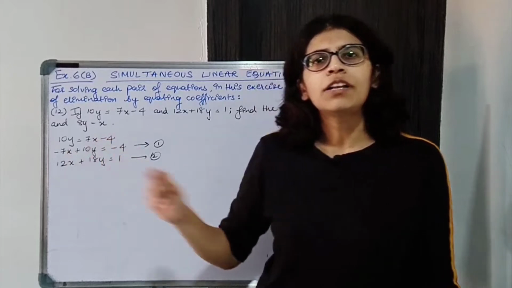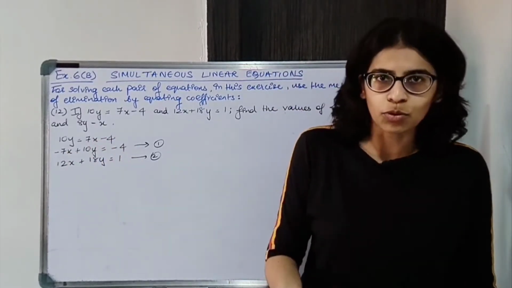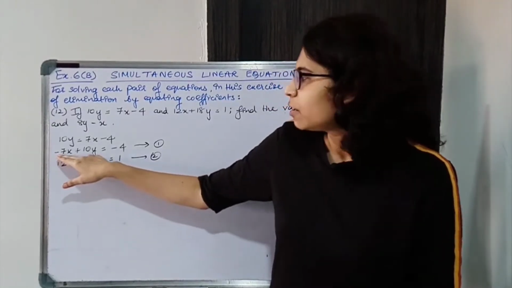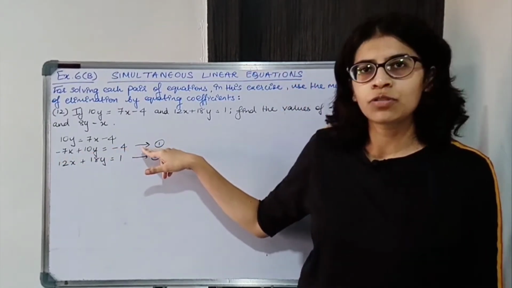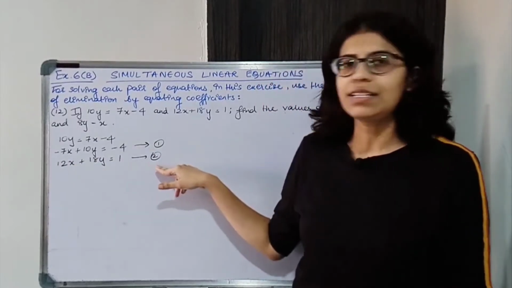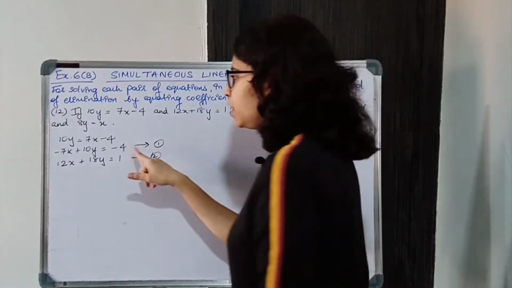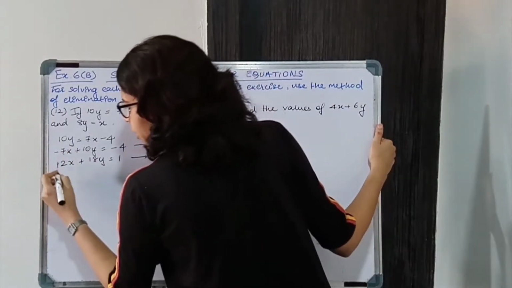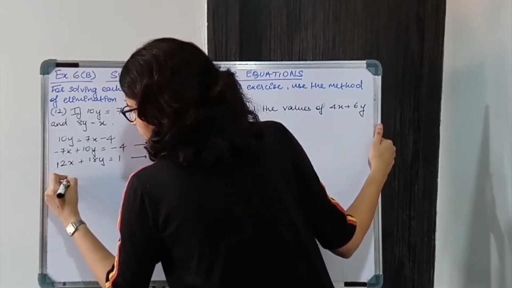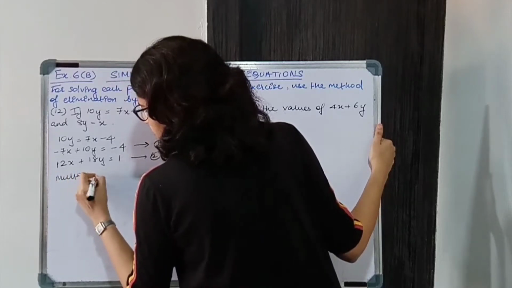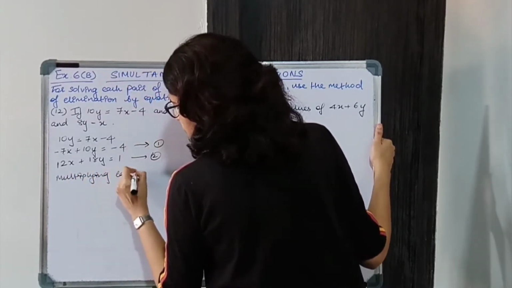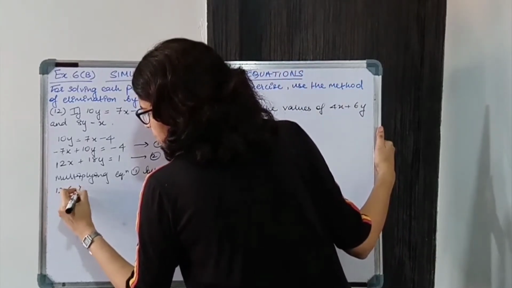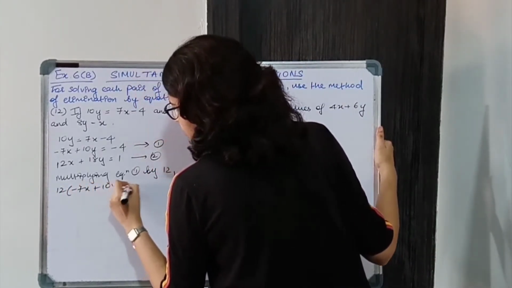So 7 and 12 का LCM क्या हो जाएगा? 84. 7 12s are 84. So I have to make this 84. For that I need to multiply this entire equation by 12 and यहाँ पे I have to multiply by 7. So first we'll multiply this by 12 to make this 84. So multiplying equation 1 by 12. So 12 into minus 7x plus 10y is equal to minus 4.